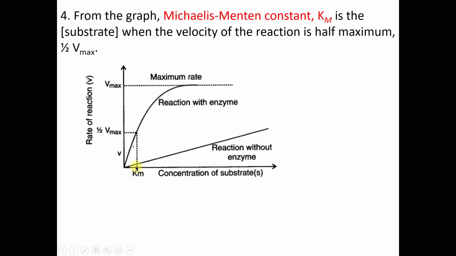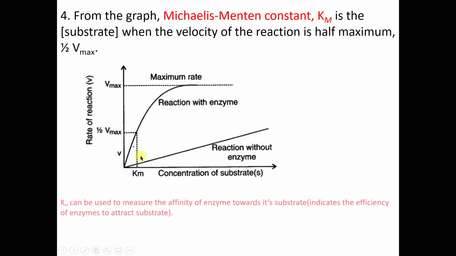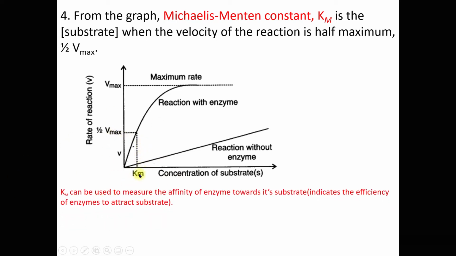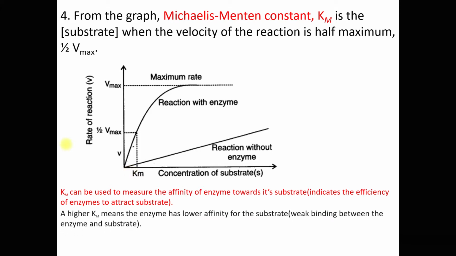I will talk more later about this Km. What is the significance of this Km? Why is it important for you to know this Km, or half Vmax? Now, this Km can be used to measure the affinity of the enzyme towards its substrate. Meaning, Km indicates the efficiency of enzymes to attract substrates. At higher Km, the enzyme has lower affinity for the substrate, so there is weak binding between the enzyme and the substrate.